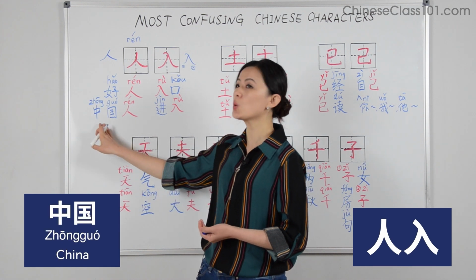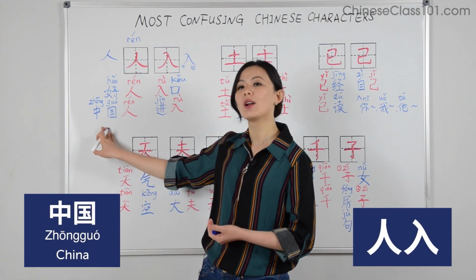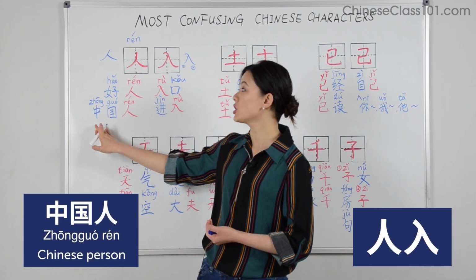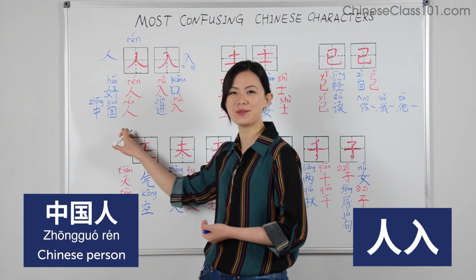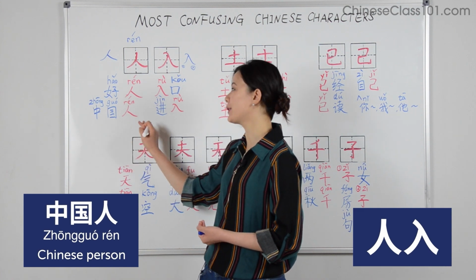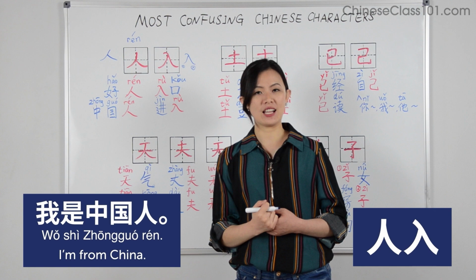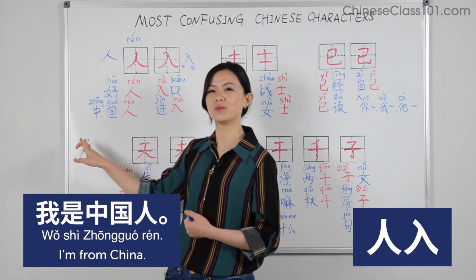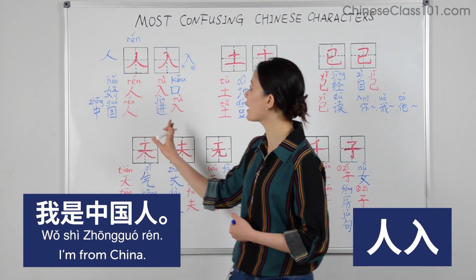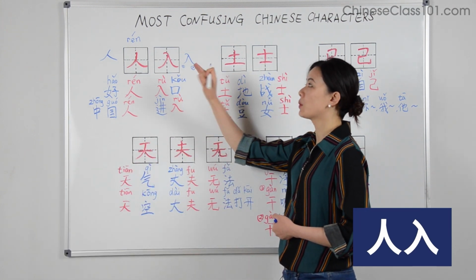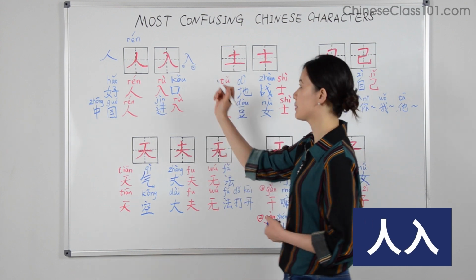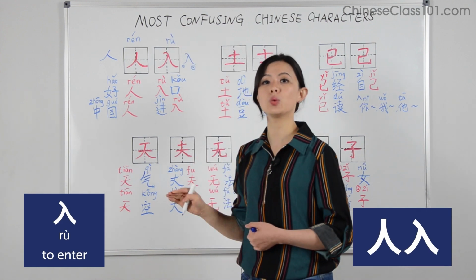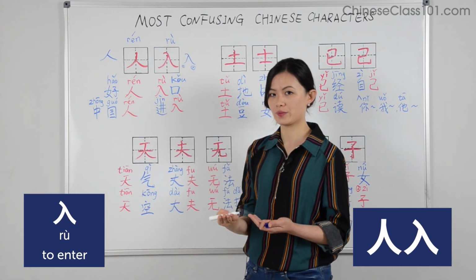For example, 中国 means China. 中国 and 中国人 means China person or Chinese person, Chinese. 中国人. To say I'm from China, I can say 我是中国人. Okay, the one on the right with the longer right curve is pronounced as 入. 入. It means to enter.